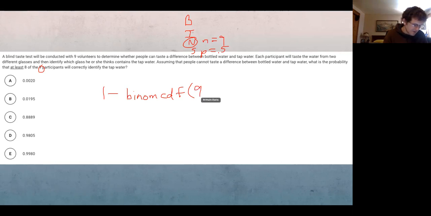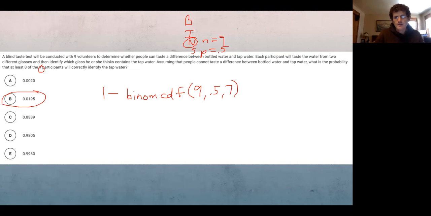So it's going to be 9 trials, 0.5 probability for each one. I want to get up to 7 successes. And you can actually type it in your calculator that way. You can do the 1 minus, then pull up your binomial CDF, which is going to be 9 trials, 0.5, and 7. And I got, basically, there's a 2% probability. That's good enough precision. So there it is. Only a 2% chance that by random chance you're going to get 8 or more successes.